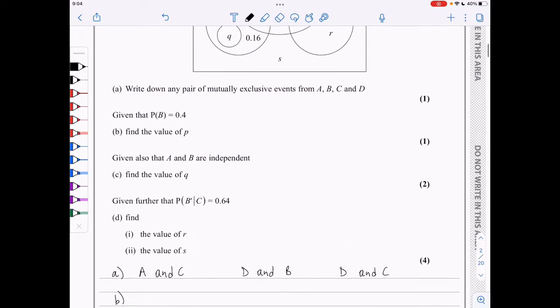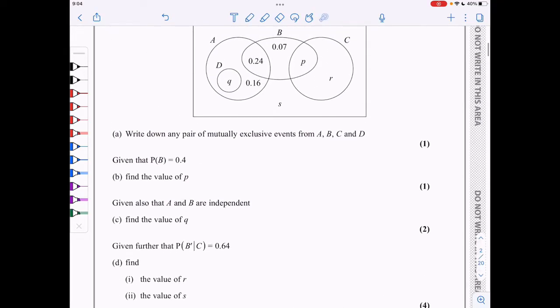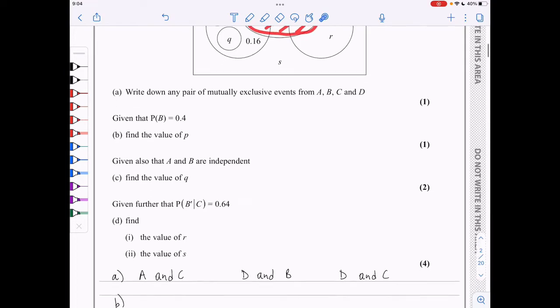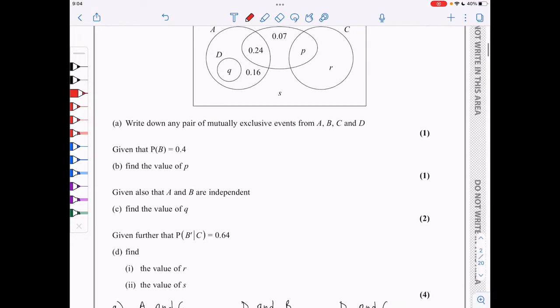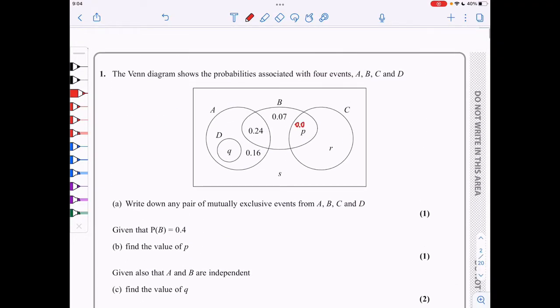Now, given that the probability of B is 0.4, which means that all of this is 0.4, I need to find the value of P. Well, obviously, I will add these three probabilities and set them equal to 0.4. So 0.24 plus 0.07 plus P is 0.4, which leads to 0.31 plus P being 0.4. So P is 0.09. And it's actually a great idea to keep updating the Venn diagram with all the information that comes to light. That's the 0.09.